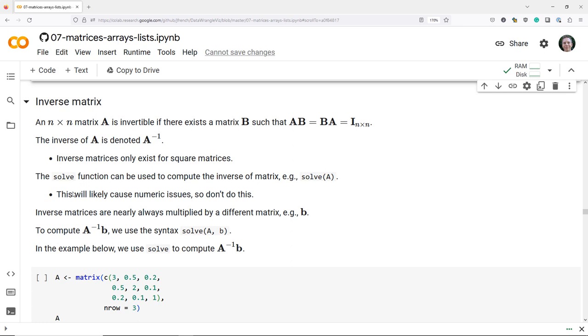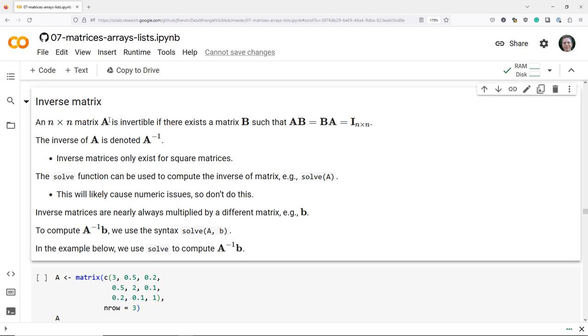Lastly, we want to talk about the inverse matrix. This is a very important matrix that often comes up in statistics, data science, and mathematics. Matrices are only invertible if they are square. So an n by n matrix A is going to be invertible if there exists a matrix B such that A times B equals B times A equals that n by n identity matrix.